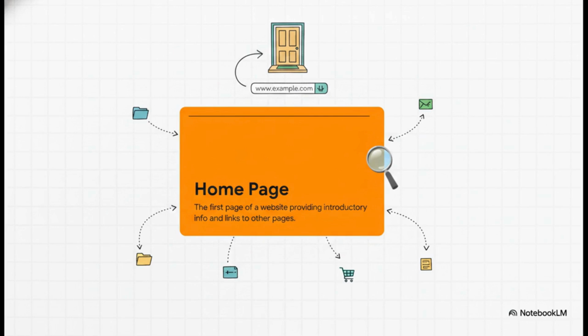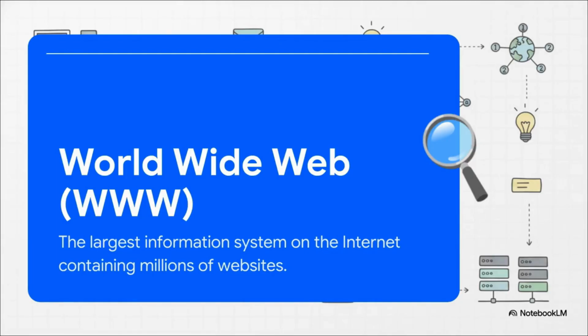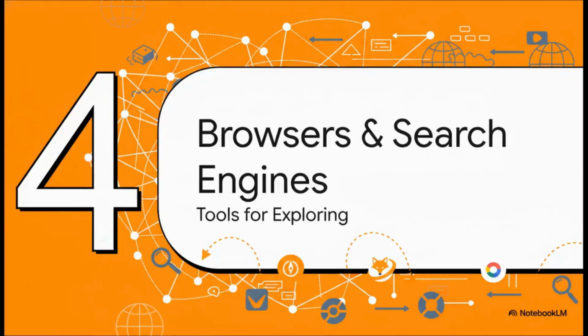It gives you the introductory info and, most importantly, all the essential links you need to navigate around the rest of the site. Now, here's a distinction people get wrong all the time. Don't confuse the internet with the World Wide Web. The www is specifically the massive information system that sits on the internet. It's the system holding those millions of websites filled with text, animations, and videos. Basically, if the internet is the physical highway, the World Wide Web is the massive, sprawling city built right on top of it. All right, Section 4, Browsers and Search Engines.